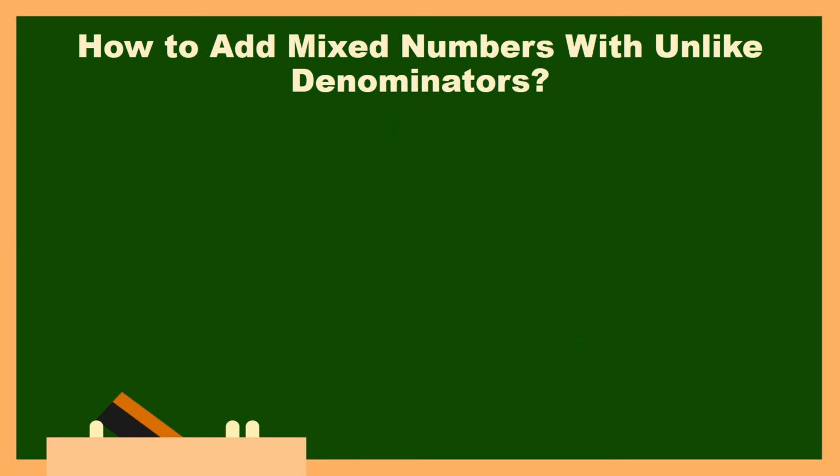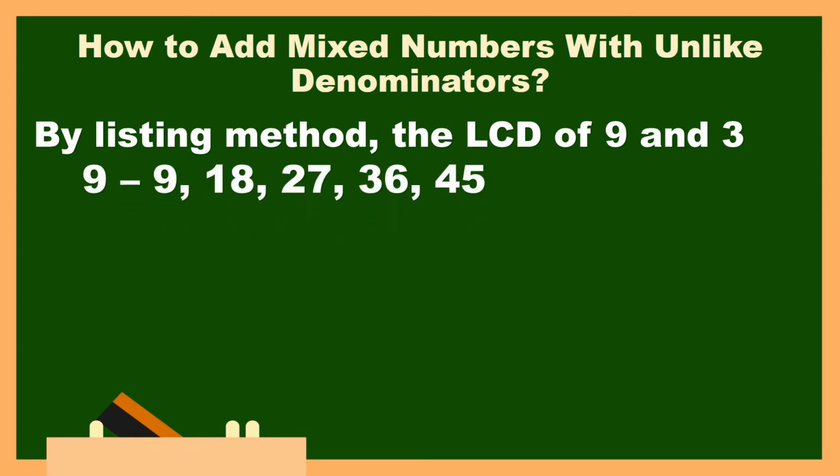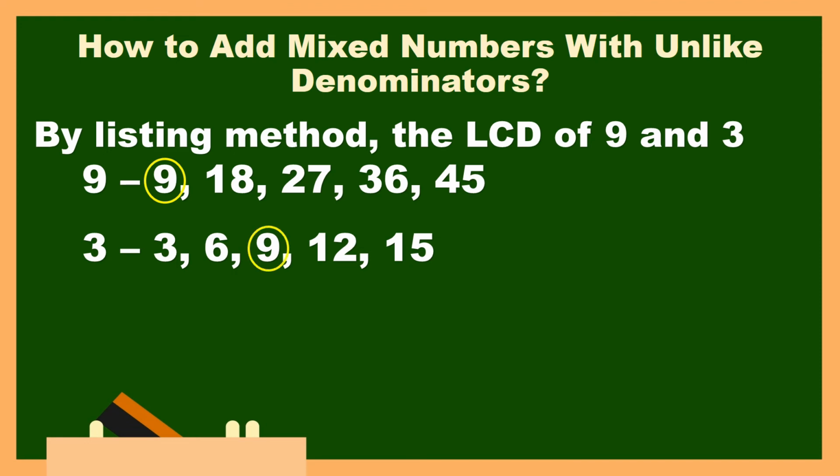So, this time, we will use the traditional listing method to find the LCD of 9 and 3. Ang 9 meron siyang multiples na 9, 18, 27, 36, and 45. Ang 3 naman, ang kanyang multiples ay 3, 6, 9, 12, and 15. And our LCD is 9. So, gagamitin natin siya as the common denominator para ma-change into similar fractions si 4 over 9 plus 2 over 3.